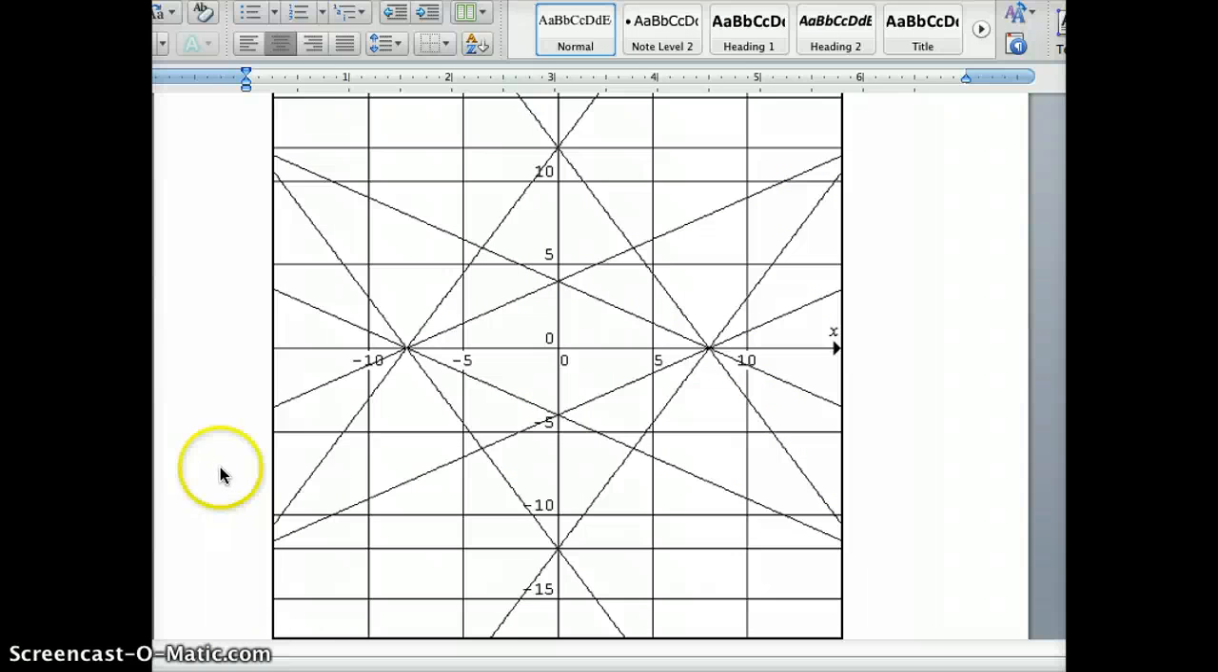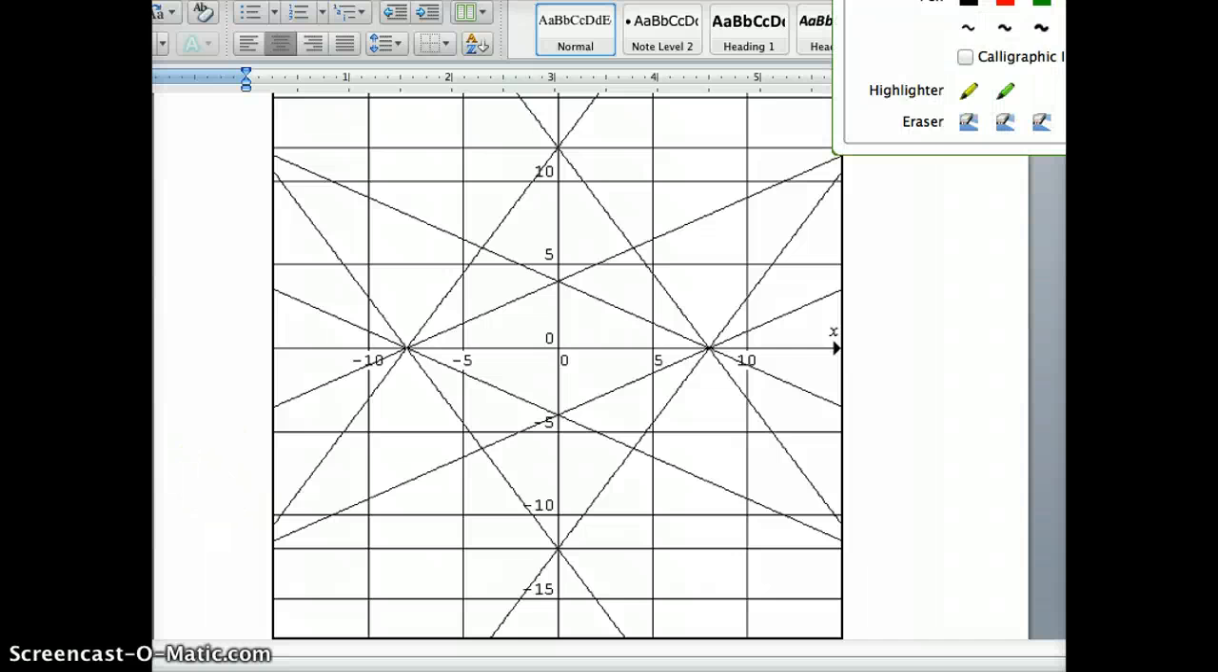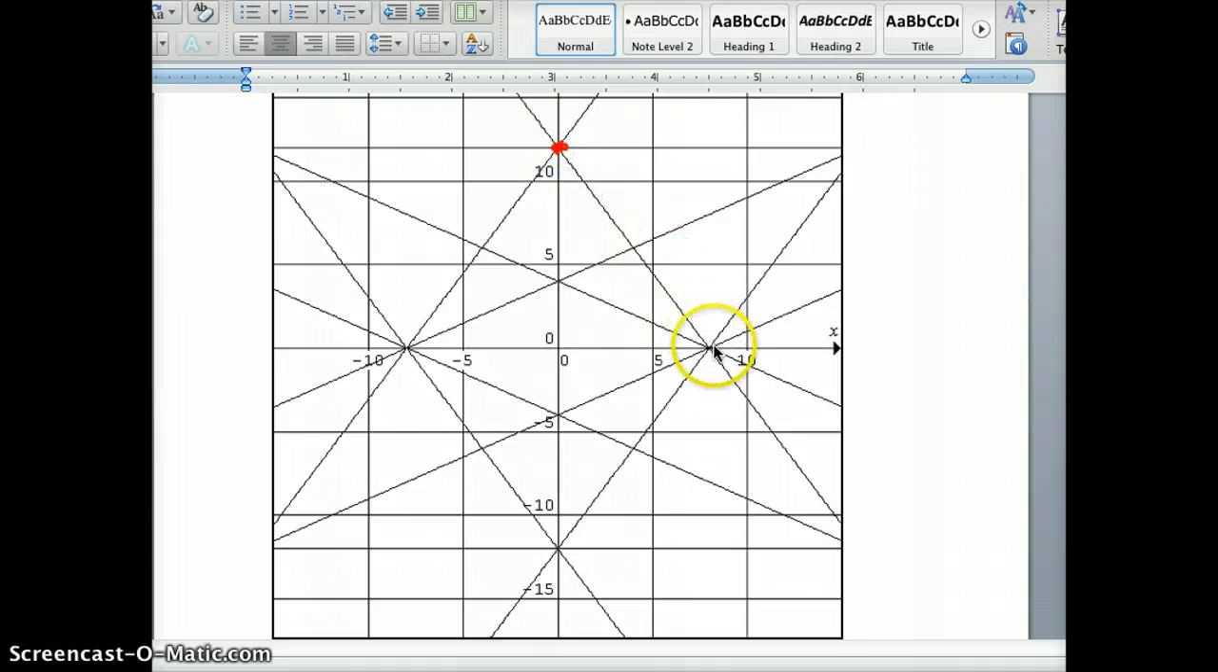In your stained glass window project, you have points where a lot of your lines intersect. For instance, up here at positive 12, on the x-axis at positive 8 and negative 8. You also have points down here at negative 12 where lines intersect. In the meantime, you also have points there and there.